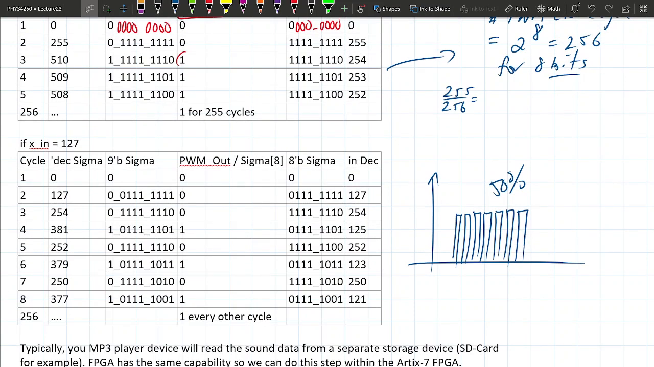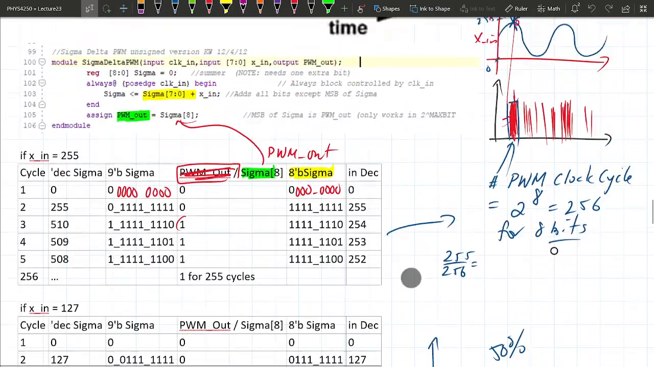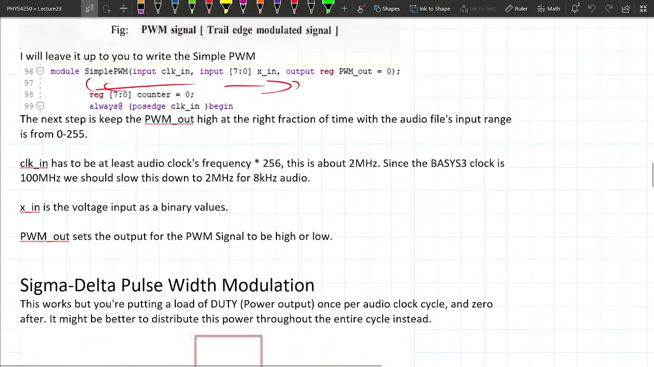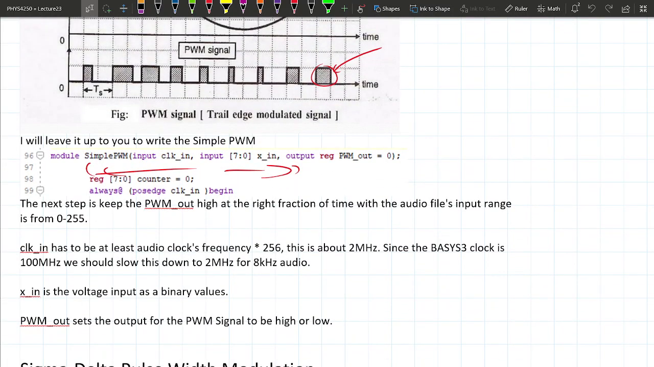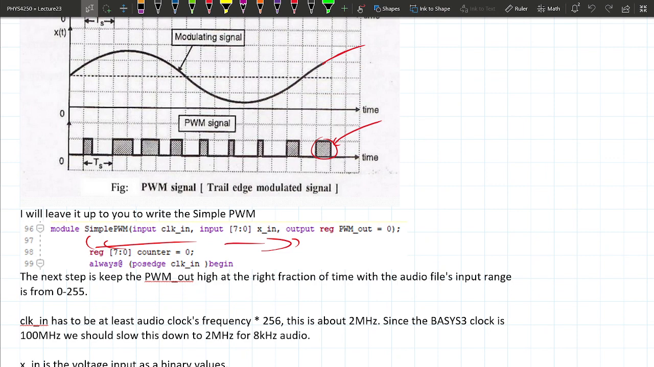Does this algorithm make sense? This is the more complicated one, which is why I'm not making you write it. What you have to do in your homework is write the simple one. You're going to write the simple pulse width modulation, as opposed to going up and down all the time. All I want you to do is pulse what fraction you want the pulse to be high.